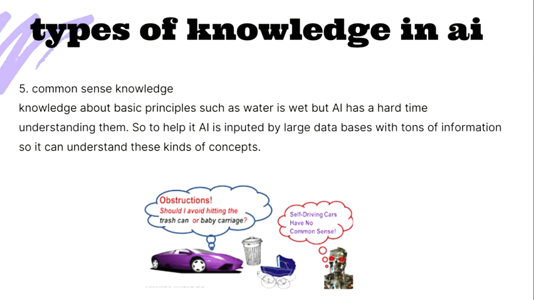Fifth, common sense knowledge. Knowledge about basic principles such as water is wet, but AI has a hard time understanding them. So, to help it, AI is given large databases with tons of information, so it can understand these kinds of concepts.